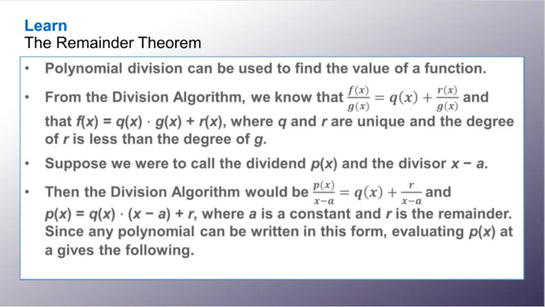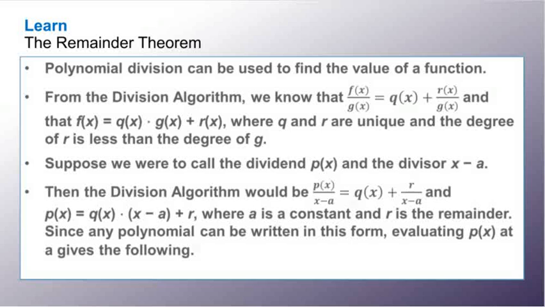From the division algorithm, we know that f of x divided by g of x equals q of x plus r of x divided by g of x. So q of x just means that's the quotient, the answer to a division problem, and then r of x just means the remainder divided by g of x, which is the divisor. That's just the way we write our answers.